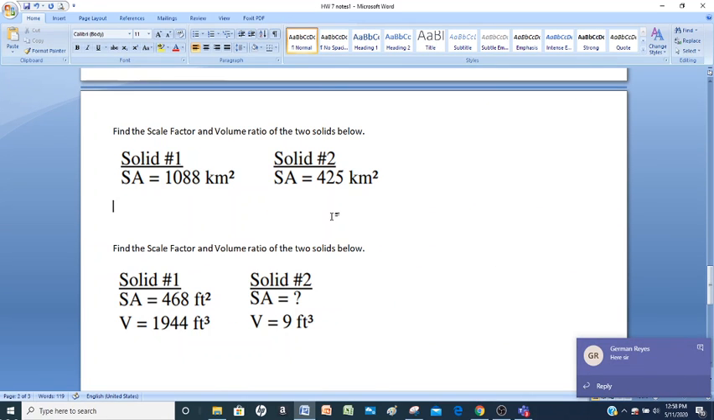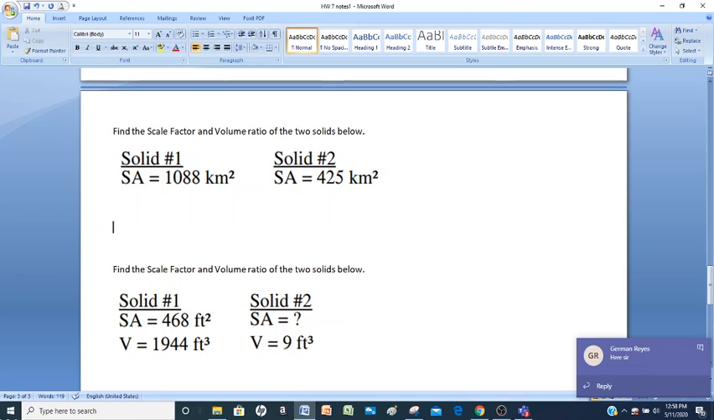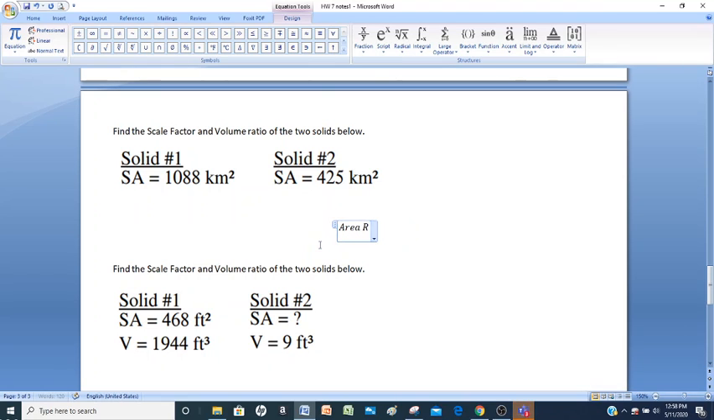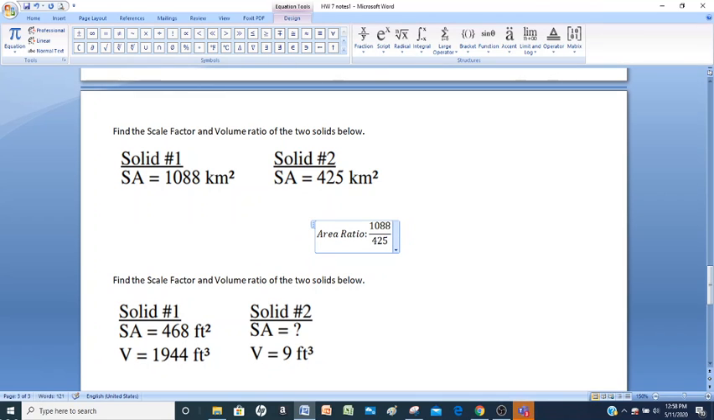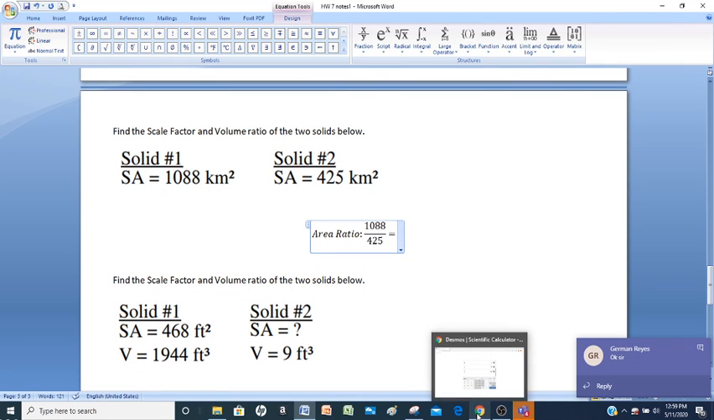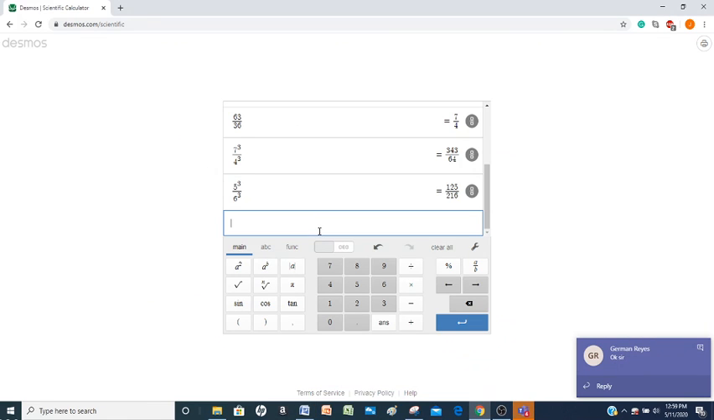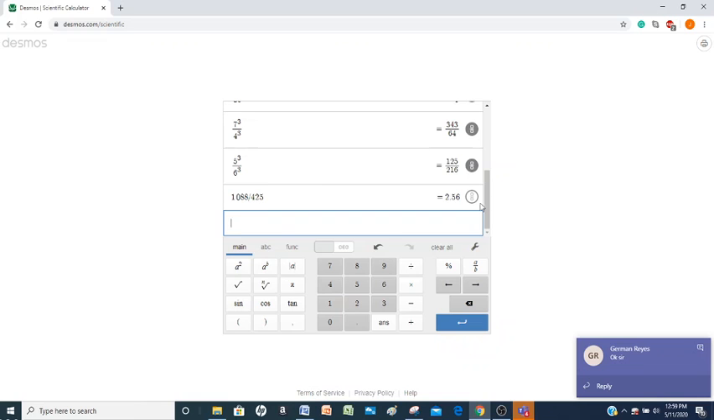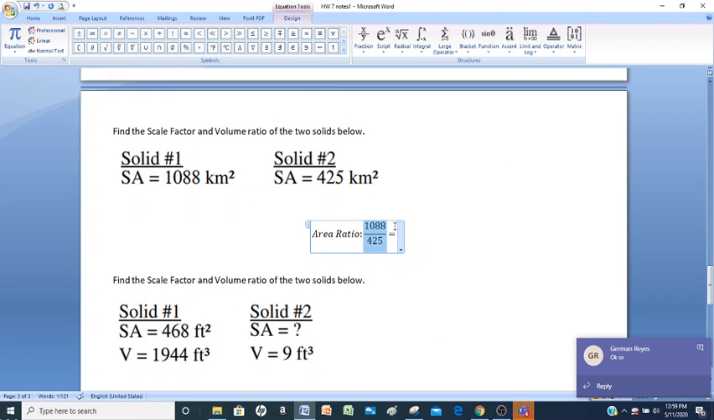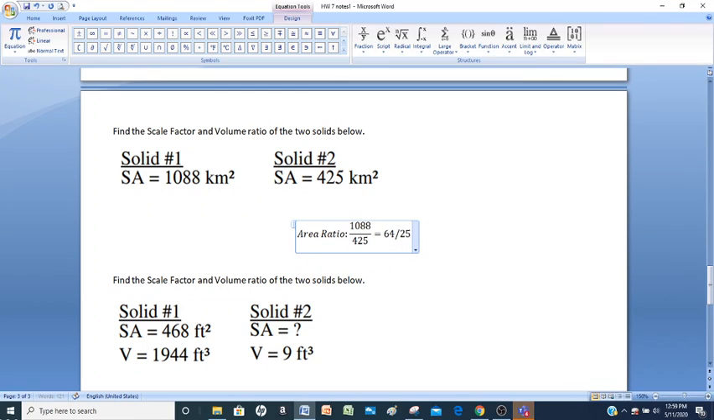Now what if you have to go backwards? Here on this example right here, we are pretty much given our surface area ratio. If they give you two surface areas, you can make a ratio out of them. In this case, it is 1088 over 425. What do I recommend? First and foremost, make sure that's the most simplified. So we're going to put that in our calculator and see if I can simplify it, because if I can, it's going to make our life easier. Look at that, 64 over 25. It's a lot easier to work with.